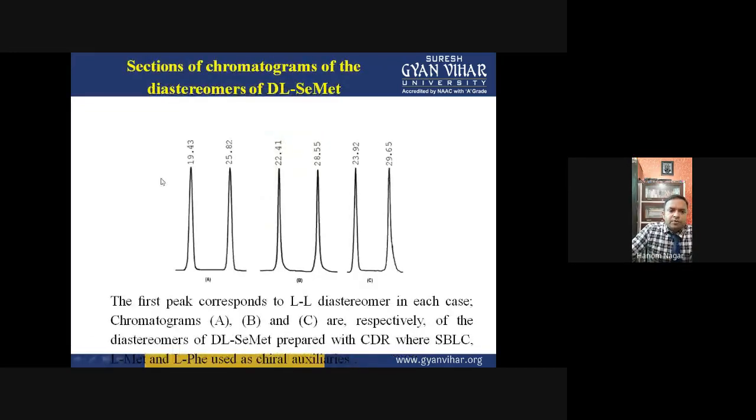Now the sections of chromatogram of the diastereomers are mentioned here. These are the retention times. This is the peak for the LD diastereomers in case of the first CDR, and these are the chromatograms for the second CDR. In case of the third CDR, these are the peaks of diastereomers formed by the reaction of CDRs which contain L-phenylalanine as chiral auxiliary.